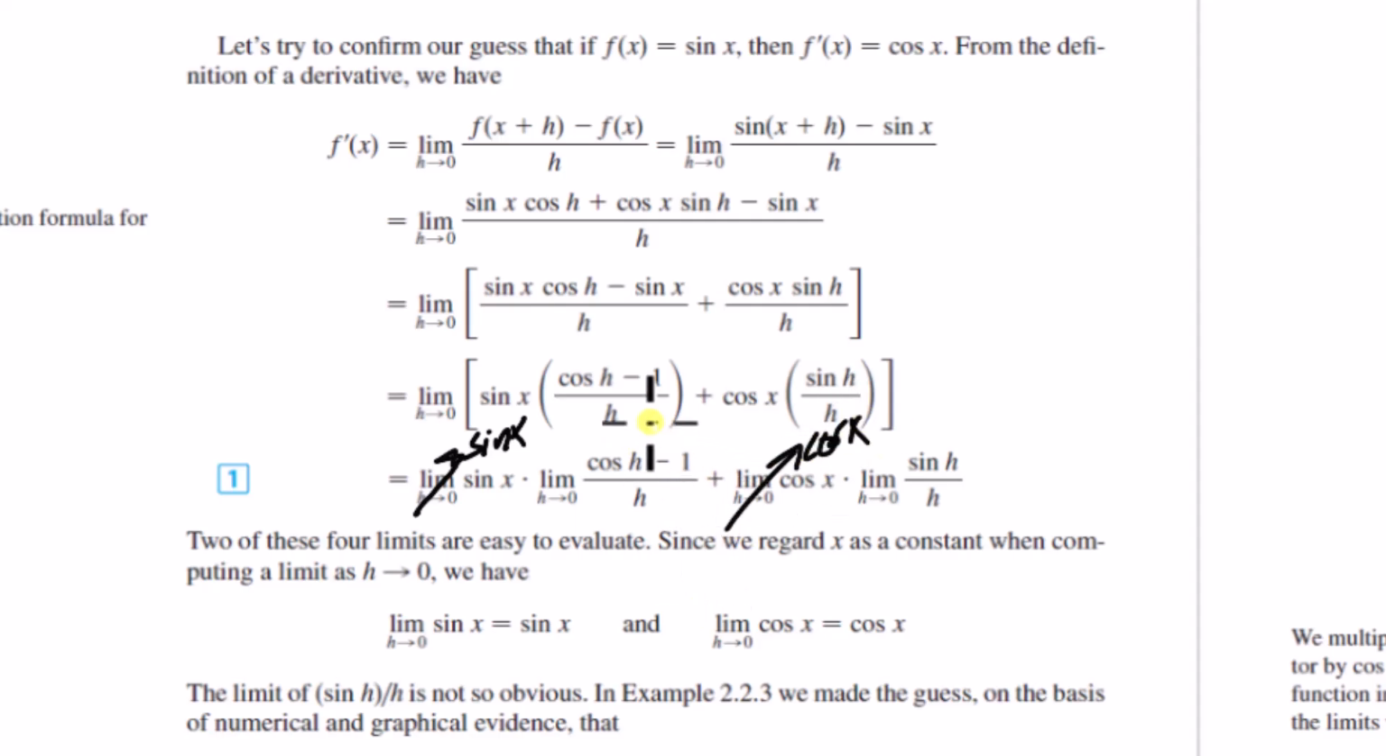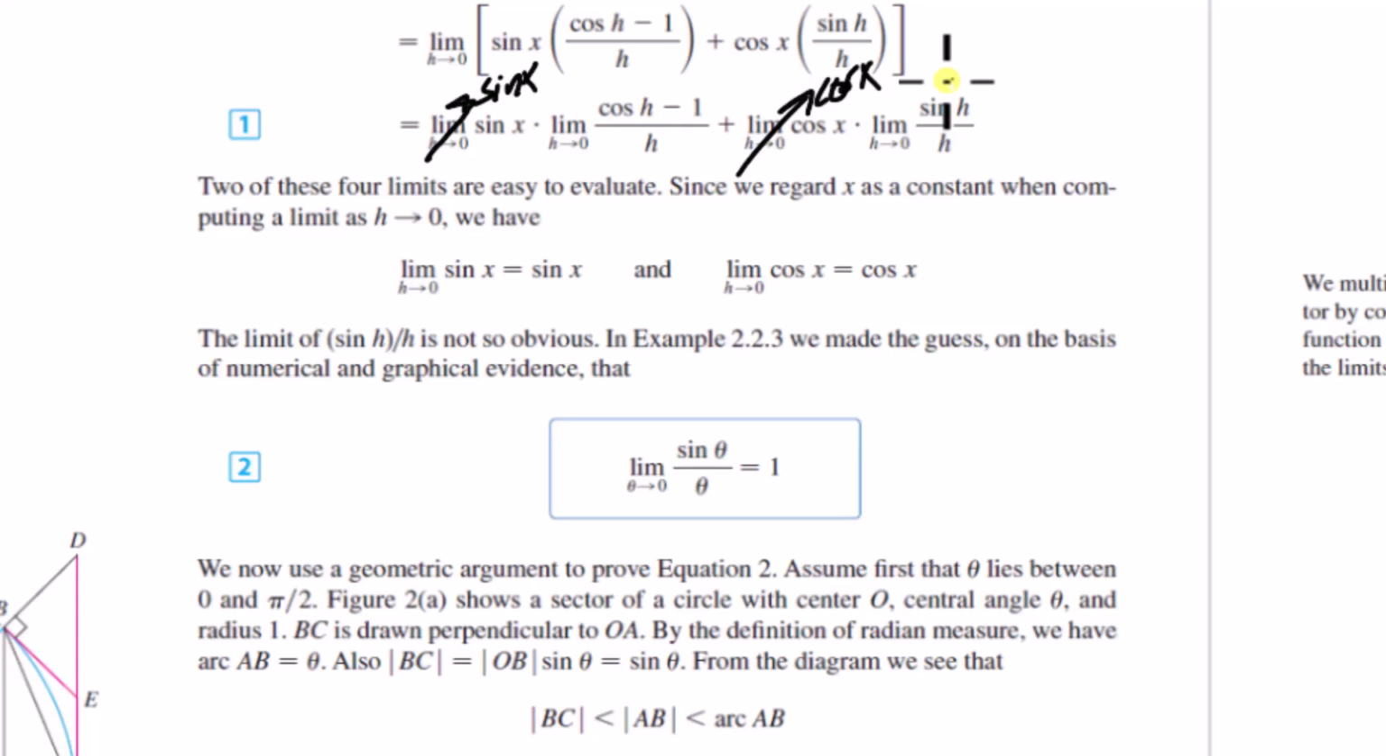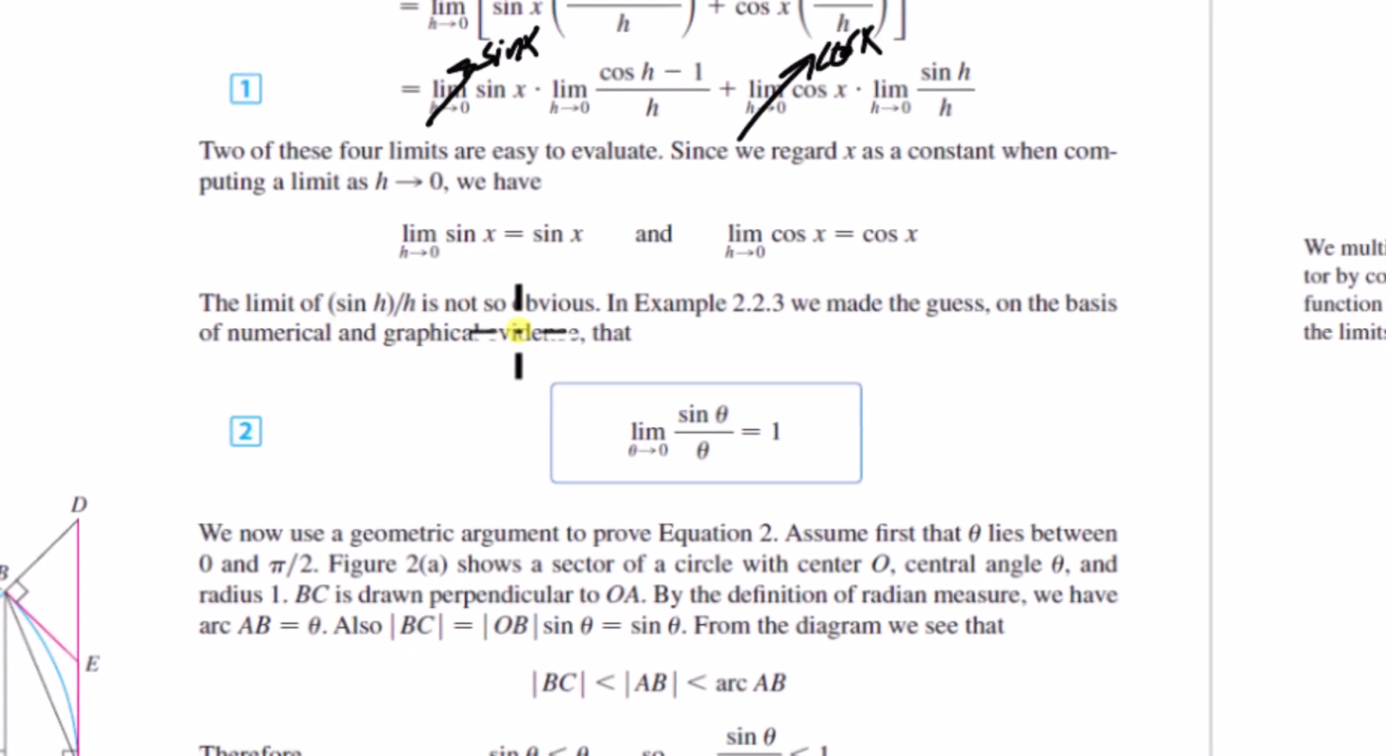So now we just need to evaluate these 2 limits. You have the limit as h approaches 0 of cosine of h minus 1 over h, and the limit as h approaches 0 of sine of h over h. If we can get these 2 limits, then we've got the full general derivative for sine of x. Okay, so this limit here was a limit that we talked about in chapter 2, and we were told that this limit is equal to 1, but that they were going to prove it later, and that's what they're going to do here.